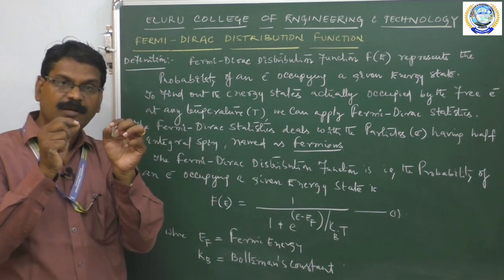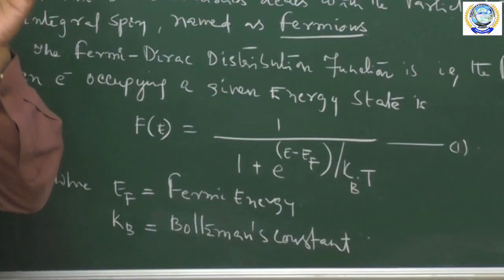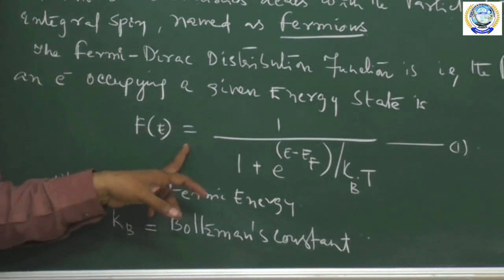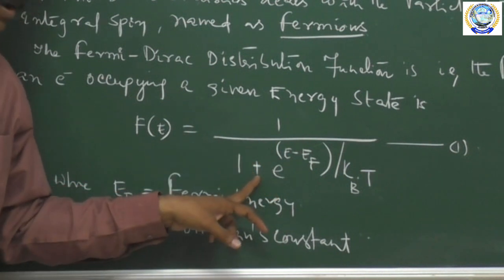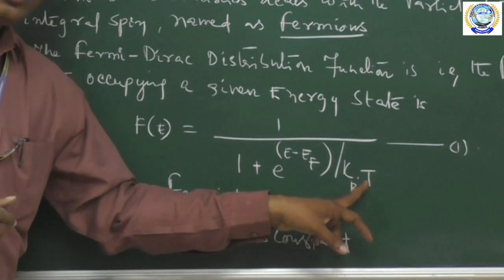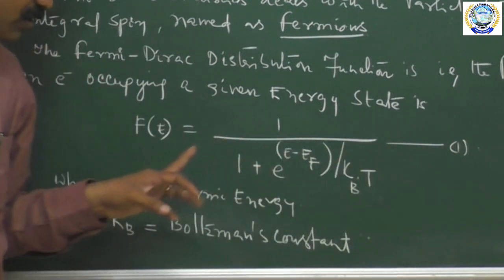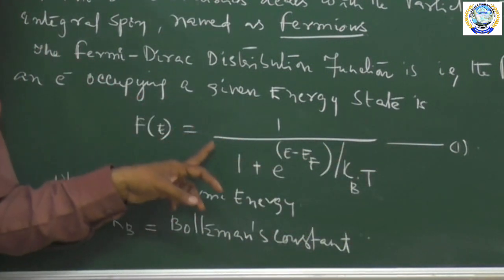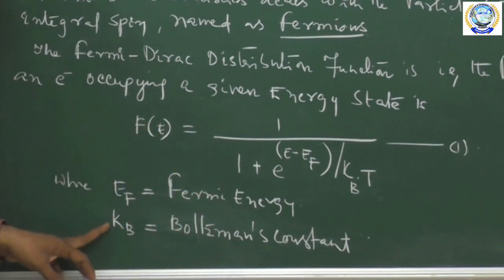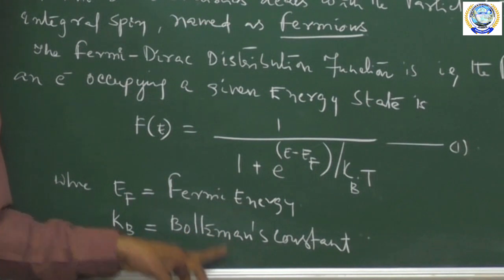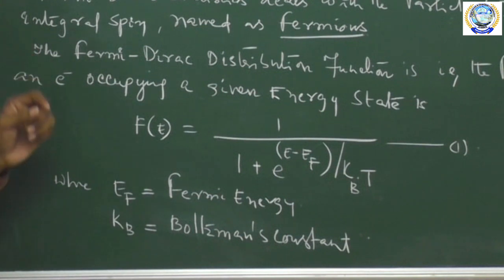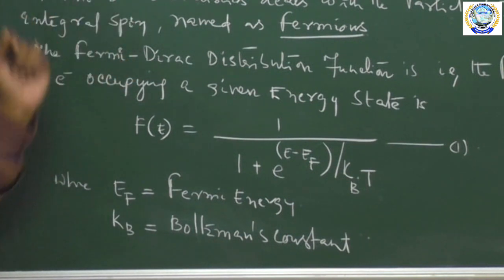The probability of occupying an electron in every energy state is represented as f(E) equal to 1 by 1 plus e to the power of (E minus EF) by kB into T. I can call it an equation. You have to remember this equation here. In this equation, EF is called the Fermi energy level and kB is called Boltzmann's constant. Let us see the importance of this Fermi energy level and the Fermi-Dirac distribution function.